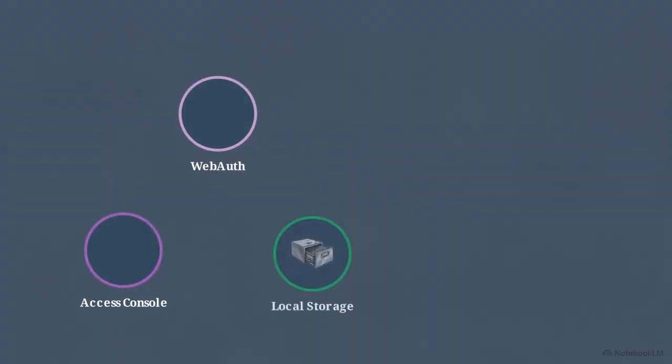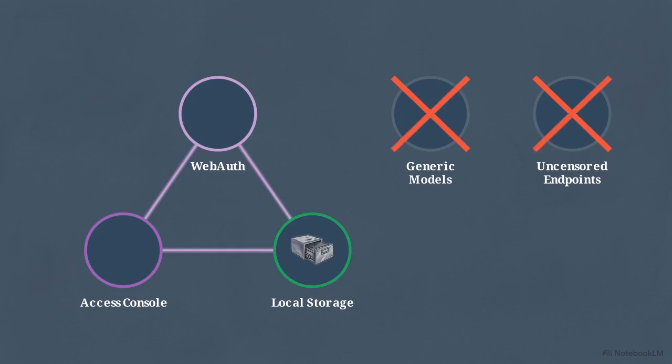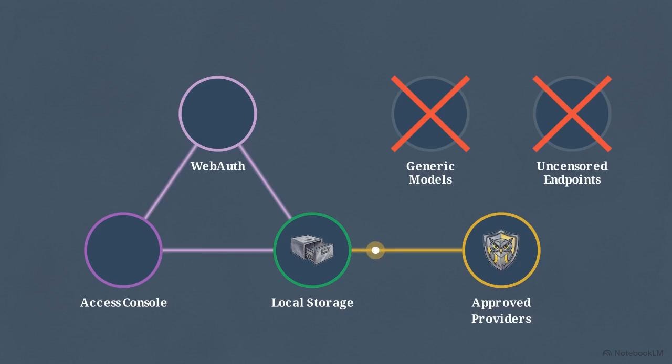This architectural map shows the AlgoQuest ecosystem operating across 3 isolated nodes: the Access Console, WebAuth pipeline, and locked local storage boundary. The ecosystem blocks unauthorized AI interference. Generic models and uncensored endpoints are rejected, leaving a glowing pathway to approved providers.